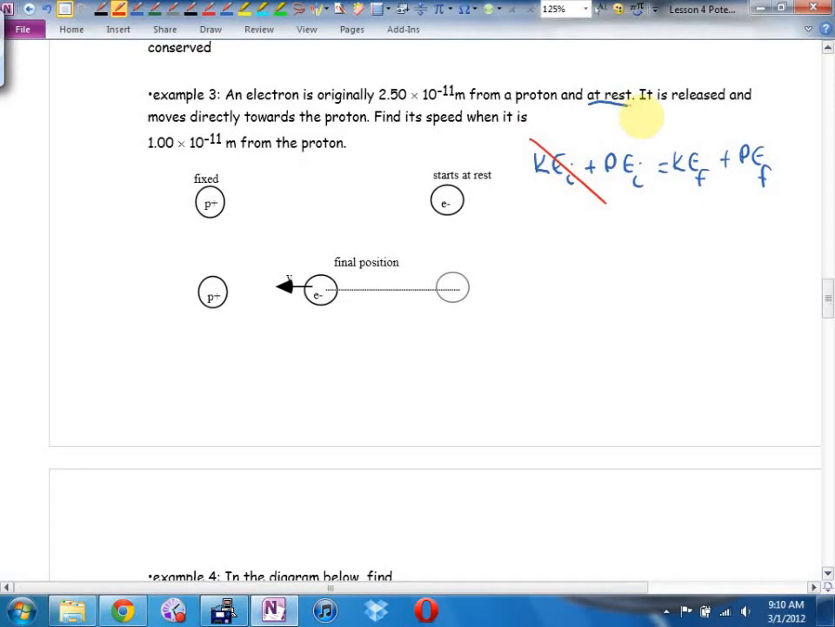Now, this is electric potential energy, so no mgh stuff. This is going to be kQ1Q2 over r initial equals a half mv final squared. Kinetic doesn't change, by the way, all year long. Kinetic is going to be a half mv squared plus kQ1Q2 over r final.